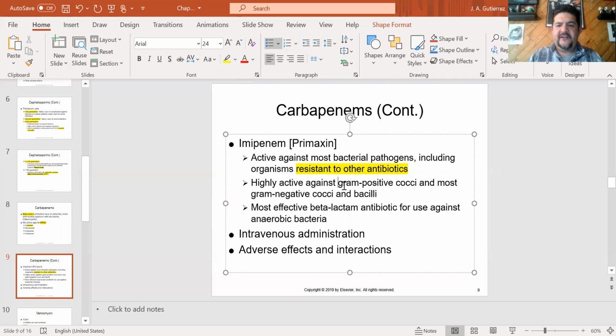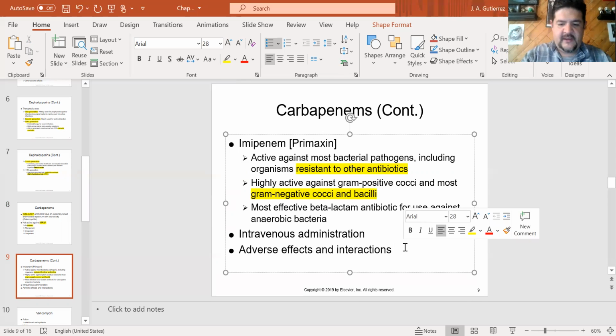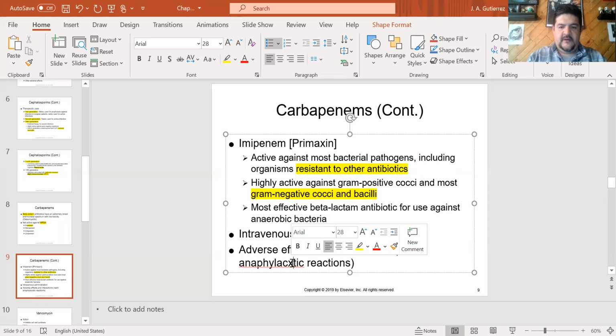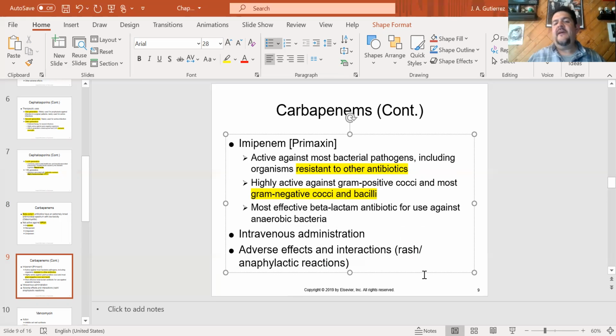It can be used against gram-positive cocci, gram-negative cocci, and bacilli. Remember, cocci and bacilli is the shape of the bacteria. Carbapenems are only IV. Now, regarding adverse effects, same thing, rash, anaphylactic reactions, just like we mentioned with penicillins and cephalosporins. So it's the same story here.